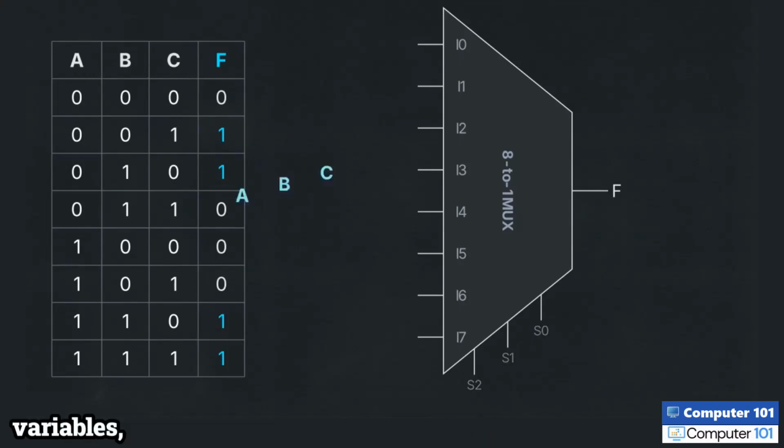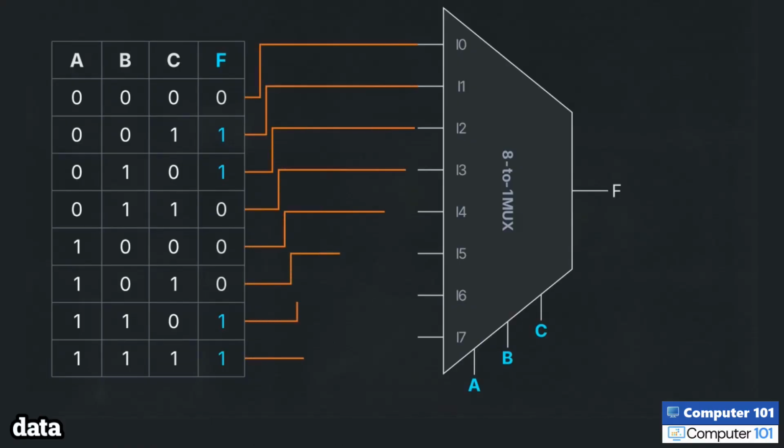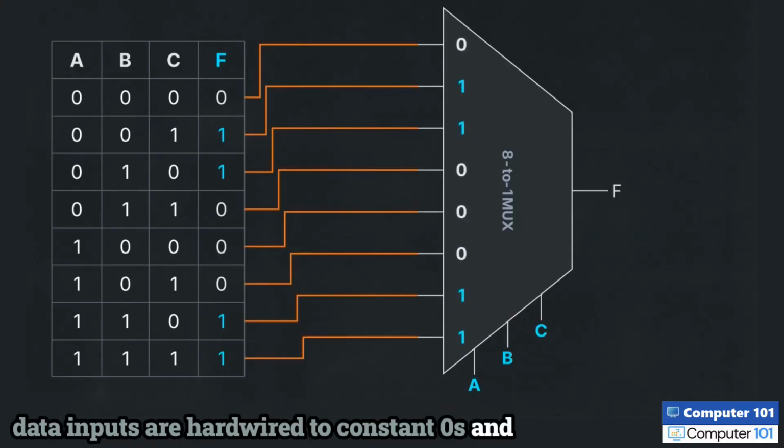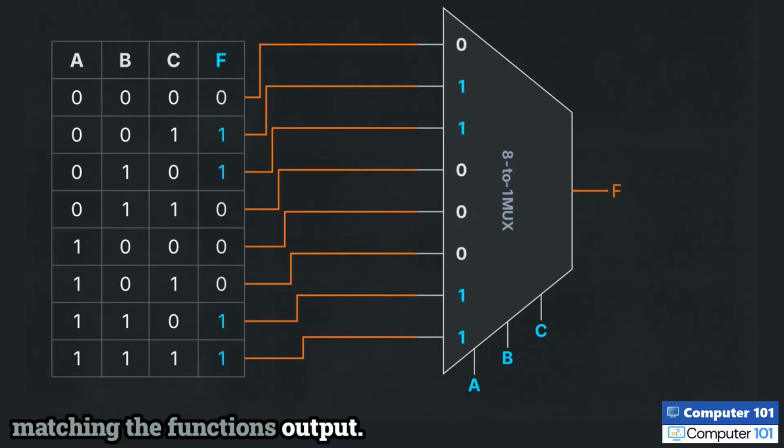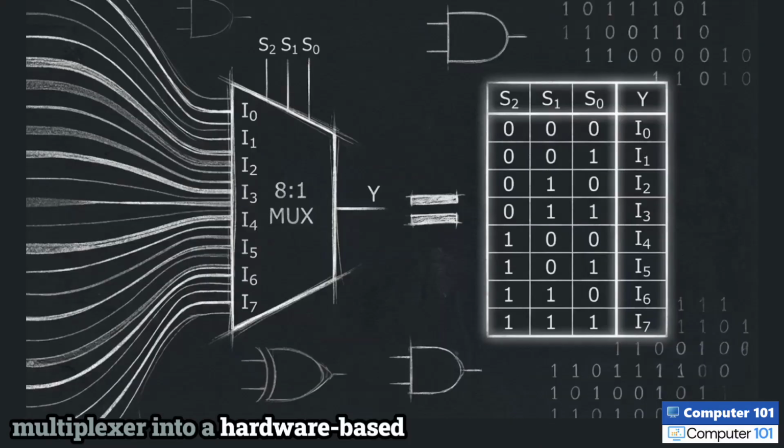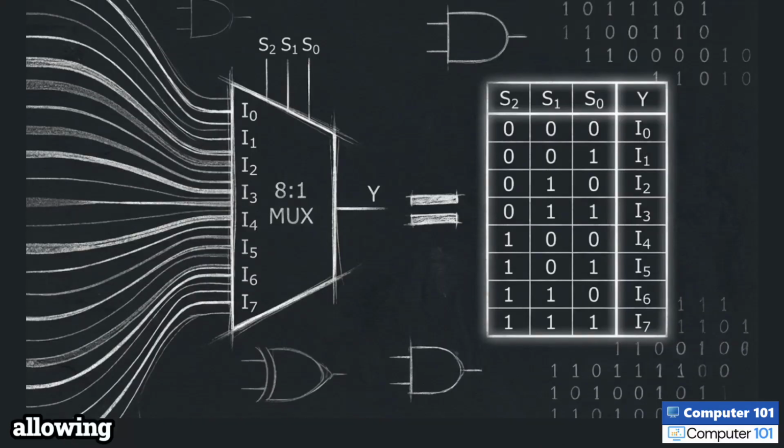We map the 3 variables, A, B, and C, directly to the control lines. The data inputs are hardwired to constant 0s and 1s, matching the function's output. This turns the multiplexer into a hardware-based lookup table, allowing immediate implementation of any Boolean function.